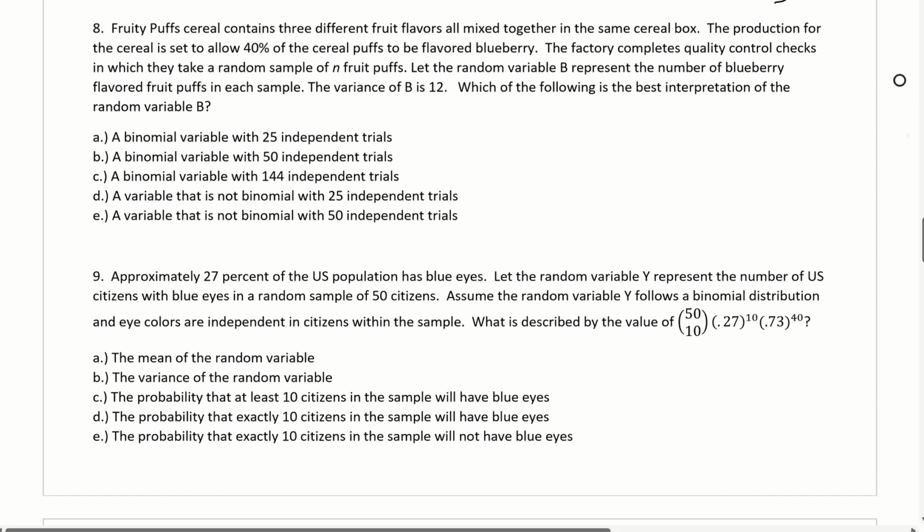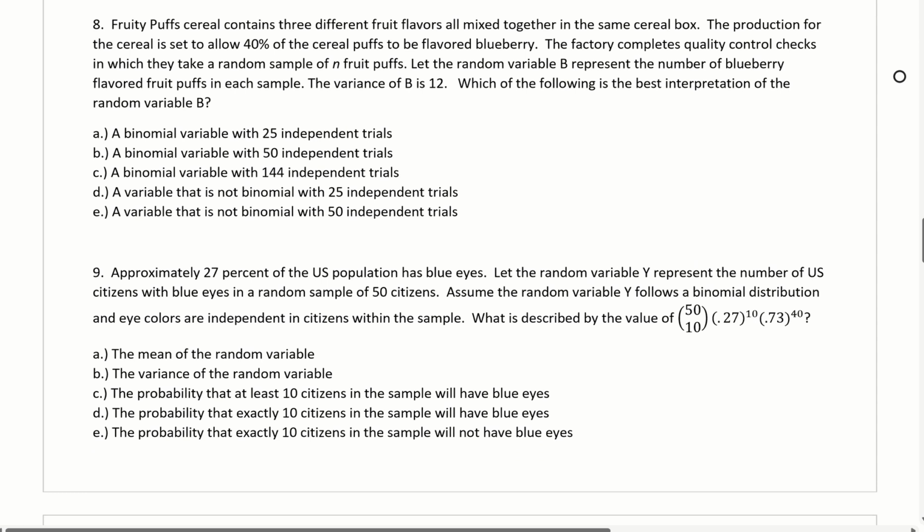All right, so number 8. Fruity Puff cereal contains 3 different fruit flavors, all mixed together in the same cereal box. The production for the cereal is set to allow 40% of the cereal puffs to be flavored blueberry. Okay, so we got 0.40. Factory completes quality control checks. They take a random sample of n fruit puffs, so we don't actually know what n is, it's just n.